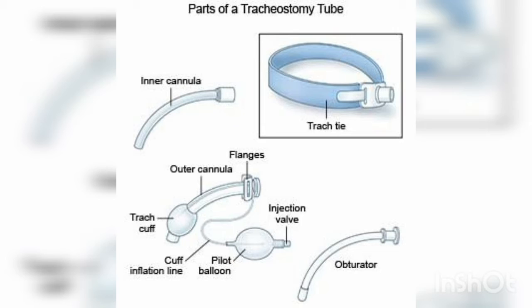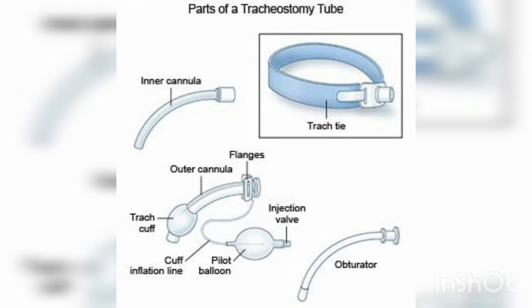Flanges are the curved wings on each side of the tracheostomy tube. The flanges can be connected to the tracheostomy ties to hold the tube in place. Tracheostomy ties go around the neck and help keep the tracheostomy tube in place. A cuff filled with air helps hold the tube in the airway.